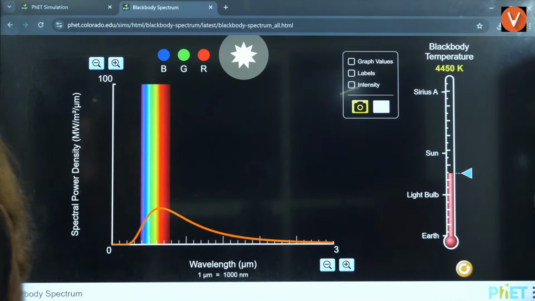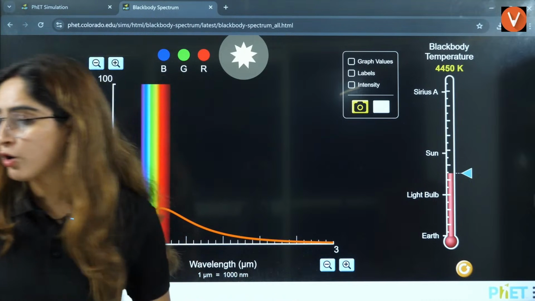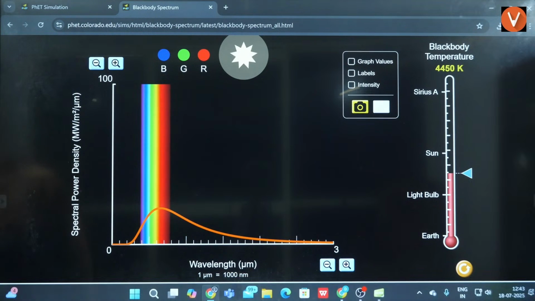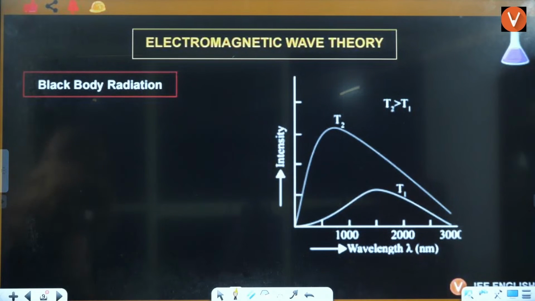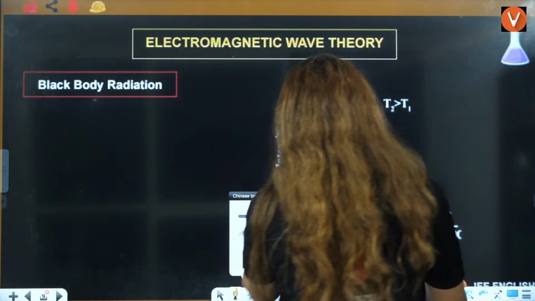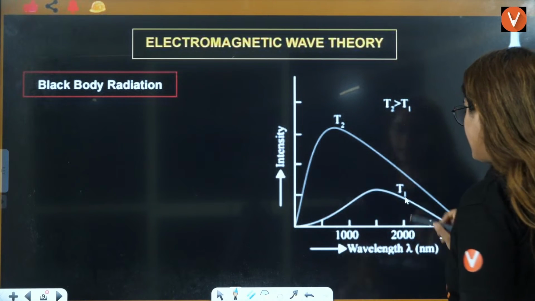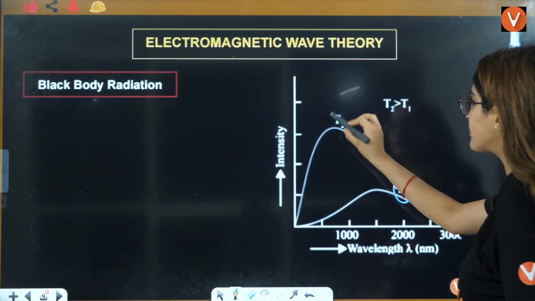Okay. Yes, everybody. So that was about black body radiation. Now I'll just show you what we'll do here: this graph. This is temperature T1, this is temperature T2.